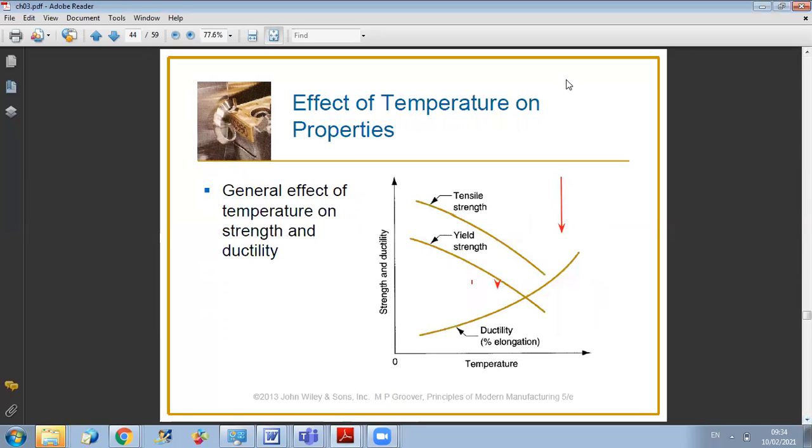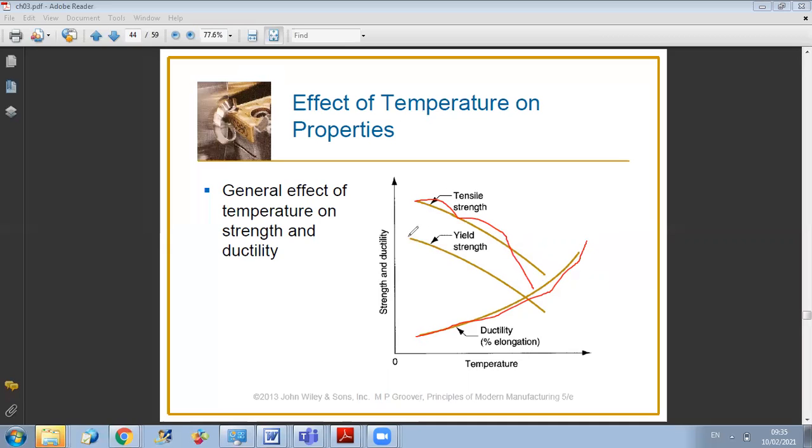Now, as we have seen before, temperature has a very important effect on material properties. In general, with increases in temperature, as you can see here, we have an increase in ductility. So the material can deform plastically more. It can reach higher strains and a higher percentage of elongation. On the other hand, the yield strength and the tensile strength are reduced.